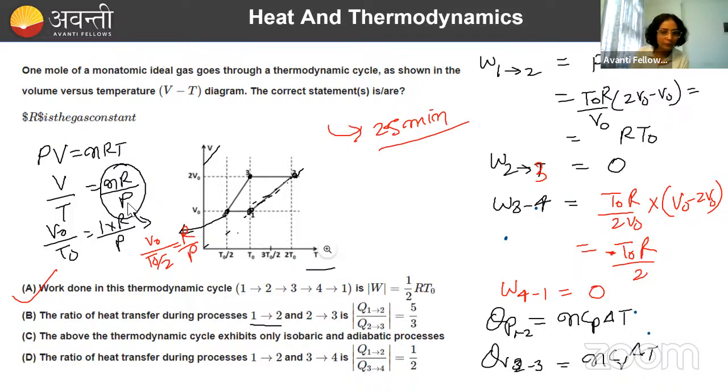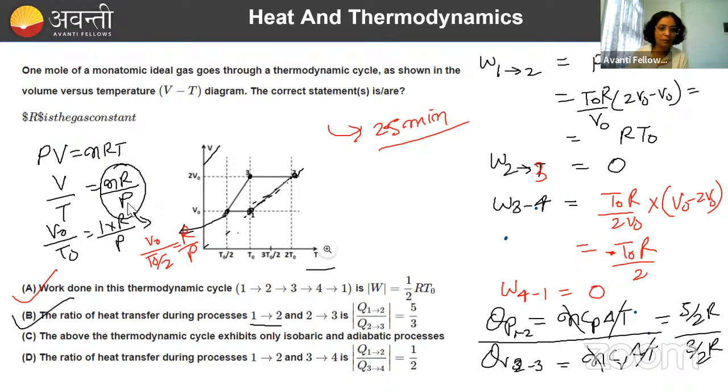NCP delta T done. Now 1 to 2 or 2 to 3, we have to take the ratio of heat given. So N, same number of moles is there. Delta T got cancelled. So Cp by Cv will be equal to how much? This is a monoatomic gas. So this will be equal to 5 by 2R and this will be equal to 3 by 2R. So the correct answer will be 5 by 3.